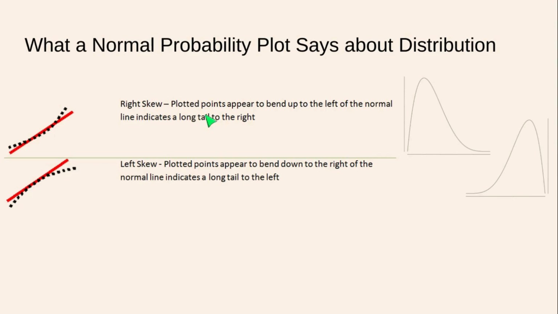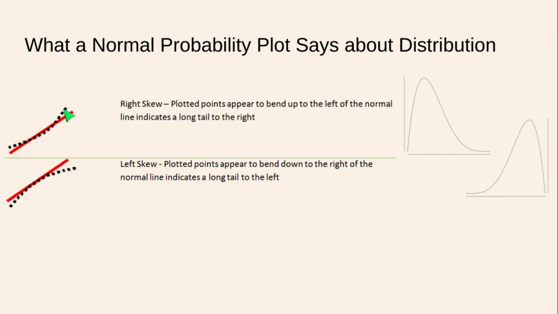The plotted points appear to bend up to the left of the normal line, indicating a long tail to the right. Okay? So if our data are bulked on the lower end, we're going to have points that start going like this, and the normal probability plot would dip below the line that would indicate our data are symmetrical, and then it'll come back up this way. And I'll let you think about why that's true.